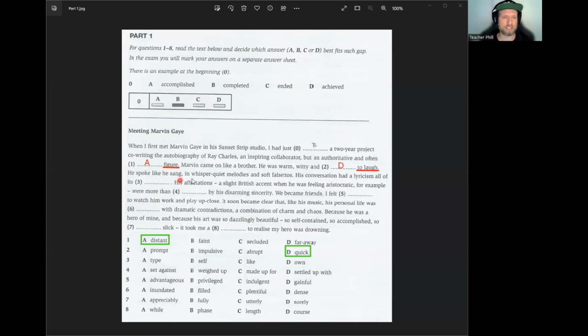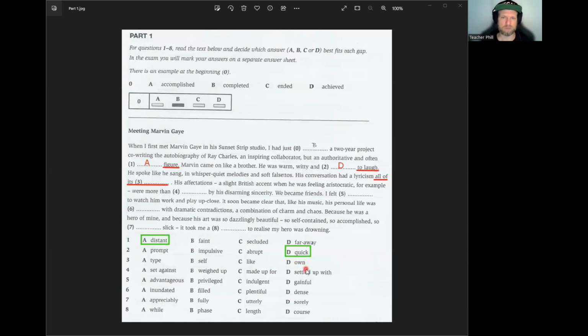He spoke like he sang, in whisper quiet melodies and soft falsettos. His conversation had a lyricism, all of its, okay. So here again we have this expression. We say all of its whatever. And when we look at our options, we have all of its type. Never heard that before. All of itself, maybe not. All of its like, I'm not sure, but all of its own, that definitely rings a bell.